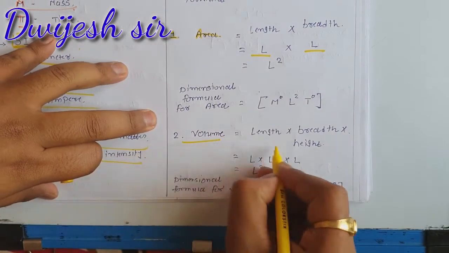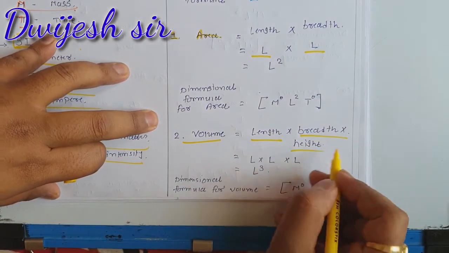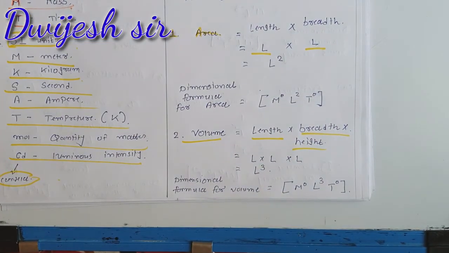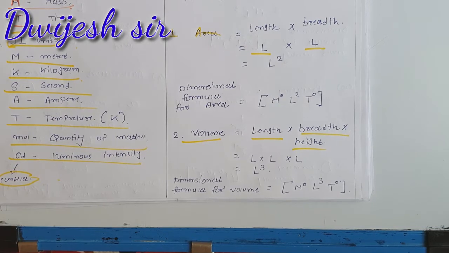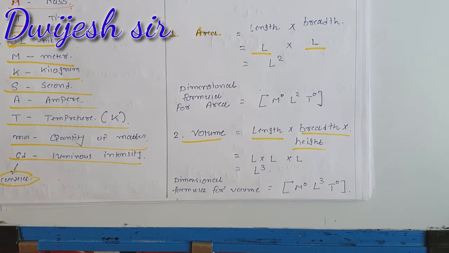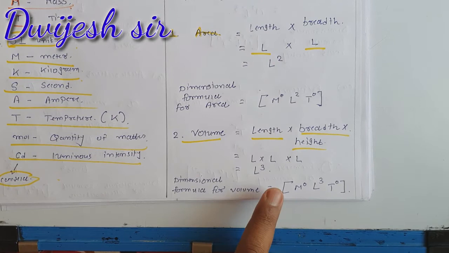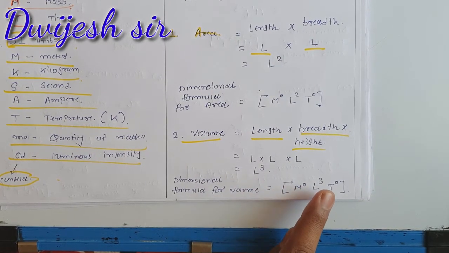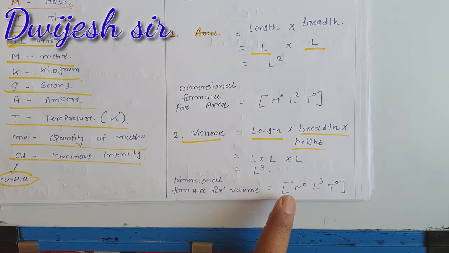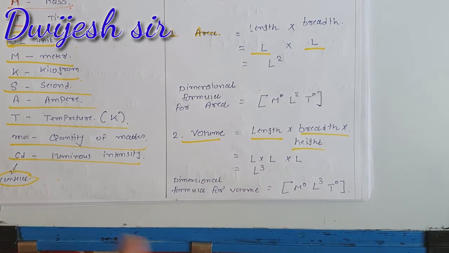Now the second example is volume. What is volume? Volume equals length, breadth and height. So it is 3-dimensional. We can represent L, B and H, but all of these are lengths. So L into L into L, so it is L cube. Now for the dimensional formula of volume: is mass present? No, so mass to the power 0. Is time present? No, time to the power 0. So according to the format, the dimensional formula for volume is M0 L3 T0.